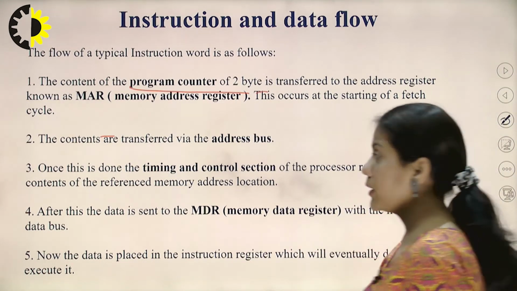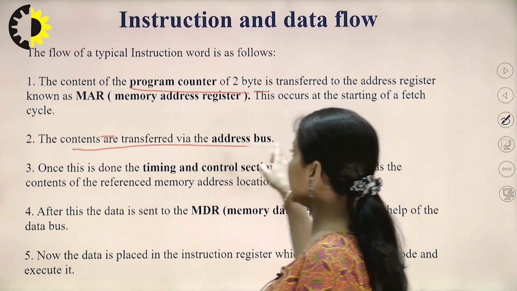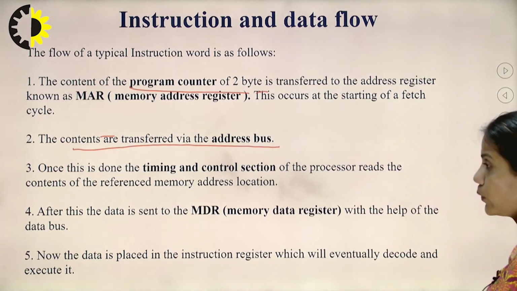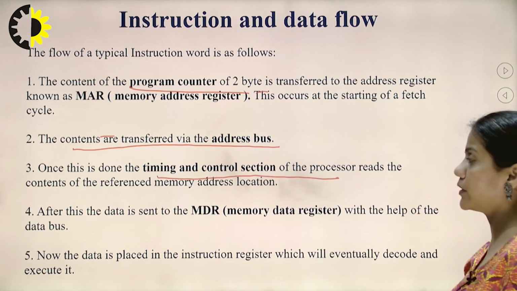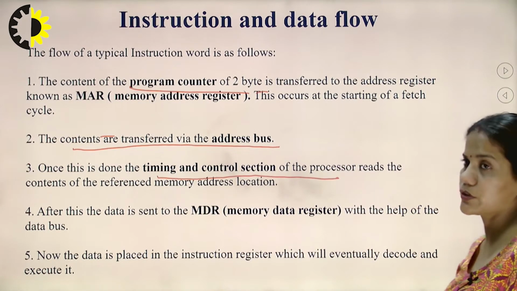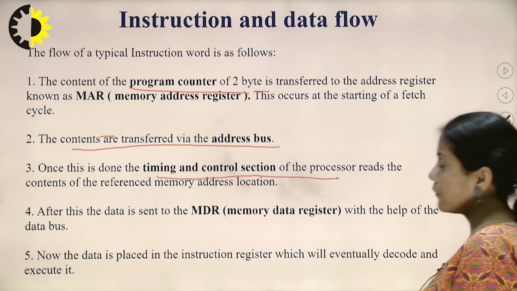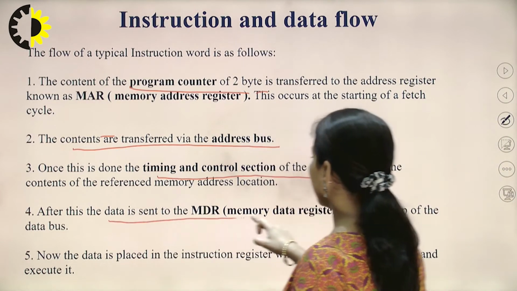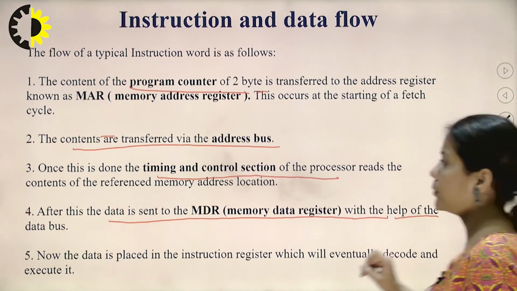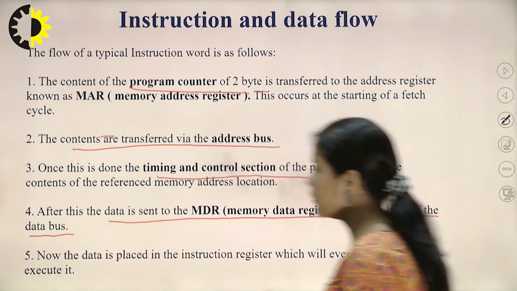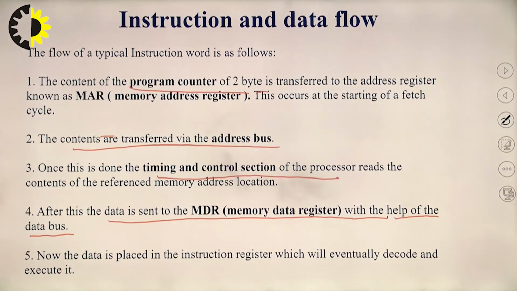register. These contents are transferred via the address bus, and once this is done, the timing and the control section of the processor reads the contents of the referred memory address location. After this, the data is sent to the MDR, that is memory data register, with the help of data bus. Now the data is placed in the instruction register, which will eventually decode and execute it.